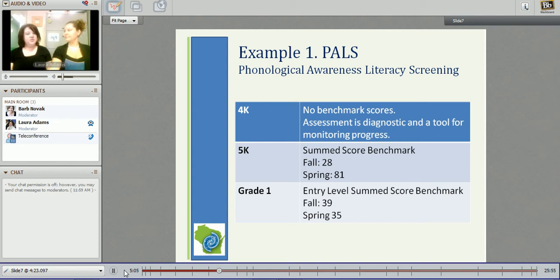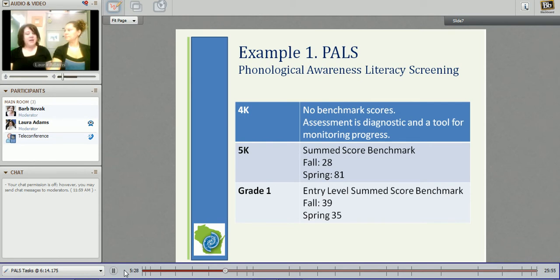These are students, a lot of them, this is 4K is their first opportunity to be in school. So because of the great amount of variability in students, there are no benchmark scores for PALS 4K, not in the fall. In the spring, there's a development range. But there are no benchmark scores. The assessment is meant to be diagnostic and a tool for monitoring progress.